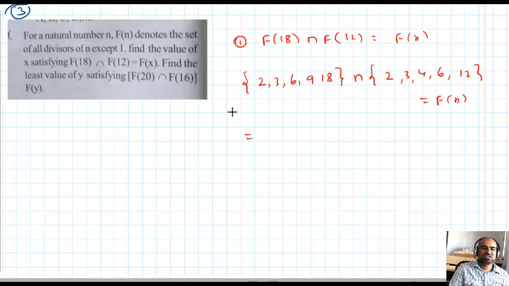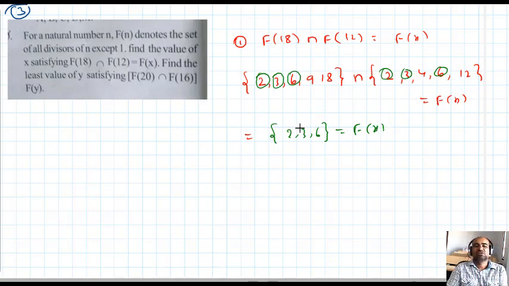So what is the intersection here? Intersection should identify. 2 is common, 3 is common, 6 is common, that's all. So what can I write? 2, 3, 6 equal to f of x. Observe, students, these are the factors of 6 except 1. Directly, instead of this I can write f of 6 equal to f of x. Therefore, x equal to 6.